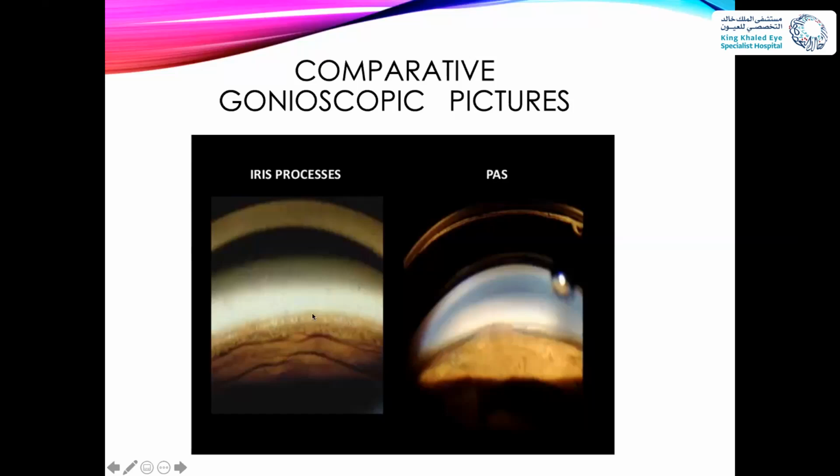Iris processes are different from peripheral anterior synechia because they are usually fine, and you can see the scleral spur in between them. Unlike the peripheral anterior synechia, where you will not be able to see the scleral spur. It would be obscured, and it's usually broad, and usually it has an underlying etiology. Iris processes, the majority of the time, are harmless.